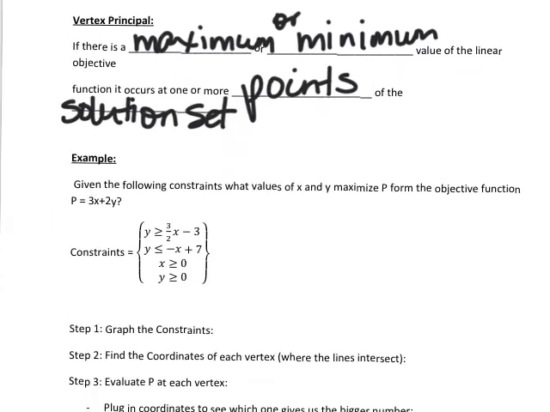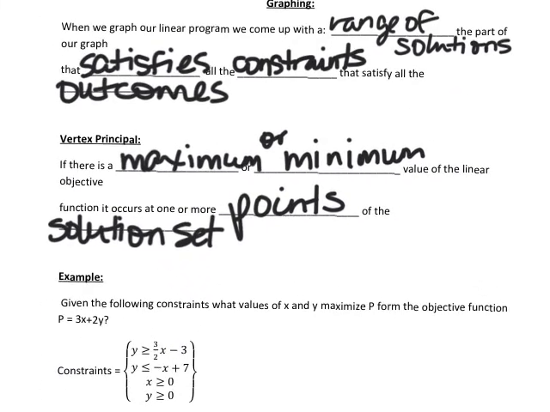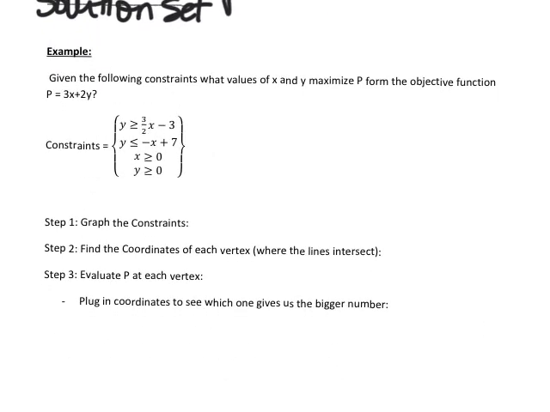So let's scoot up to our example at the bottom. Everybody got those? Good. Given the following constraints, what values of x and y maximize p, the objective function p equals 3x plus 2y. The first thing that we would do is a quick sketch of a graph. So we've got y is greater than or equal to 3 halves x minus 3, y is less than or equal to negative x plus 7, x is greater than or equal to 0, and y is greater than or equal to 0.